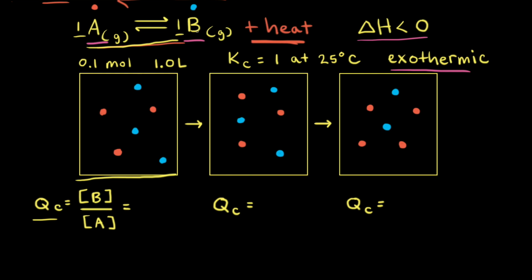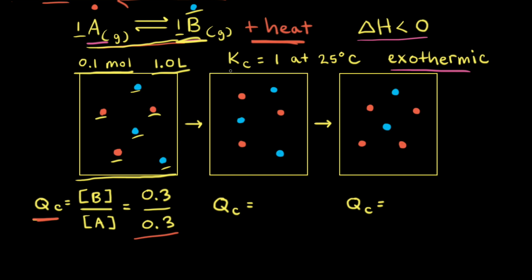To find the concentration of B, we know that B is represented by blue spheres, so there are 1, 2, 3 blue spheres, and if each sphere represents 0.1 moles of a substance, 3 times 0.1 is equal to 0.3 moles of B. And if the volume is equal to 1.0 liter, 0.3 divided by 1.0 liter is 0.3 molar. So the concentration of B is equal to 0.3 molar. There are also 3 particles of A, therefore the concentration of A is also equal to 0.3 molar. 0.3 divided by 0.3 is equal to 1, so Qc at this moment of time is equal to 1.